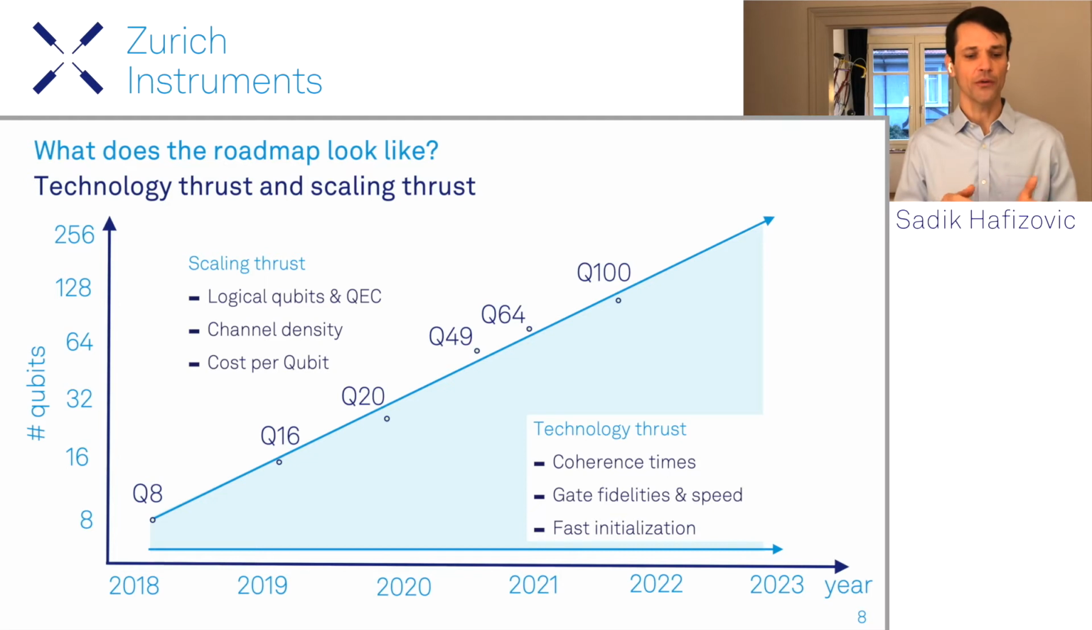We want to support both thrusts. We want to support everybody in both thrusts. We want to be in front of the curve here. And also what is important to us is that on both thrusts, the way of working, the user experience is similar, so that people can have the same user interface regardless of whether they're working on the technology thrust or on the scaling thrust, so that they can switch back and forth.